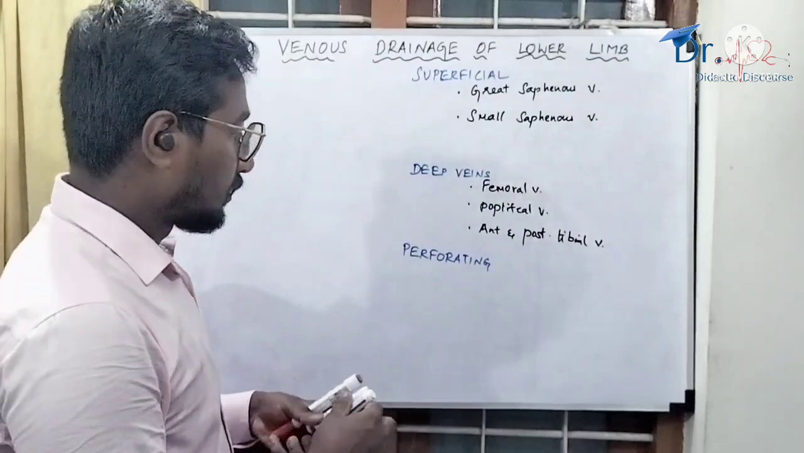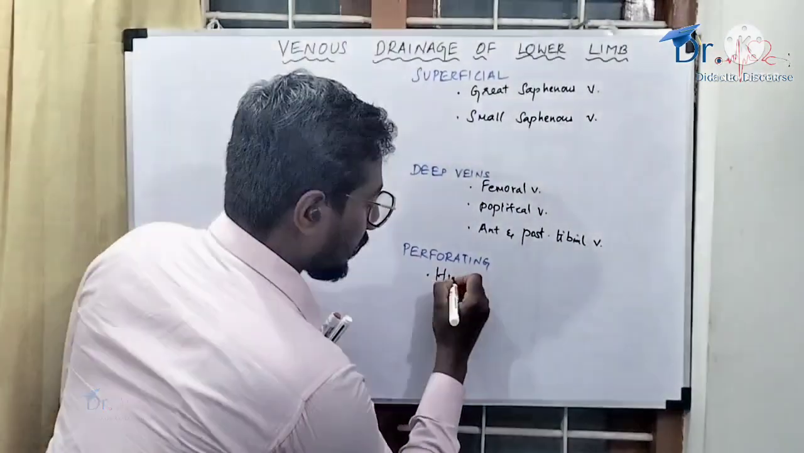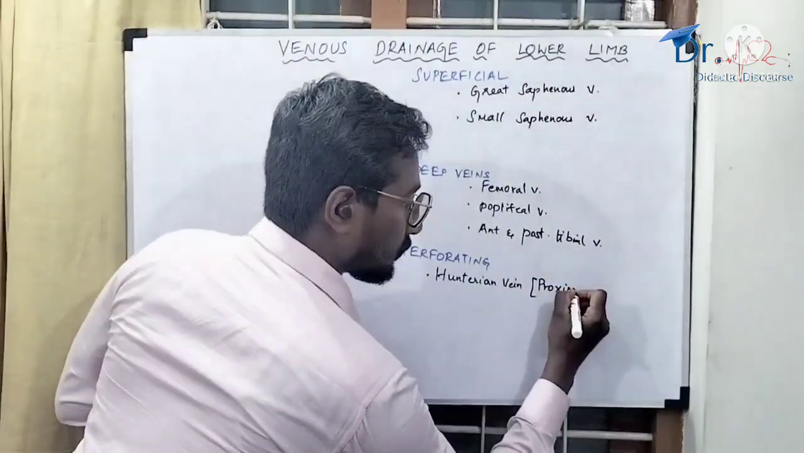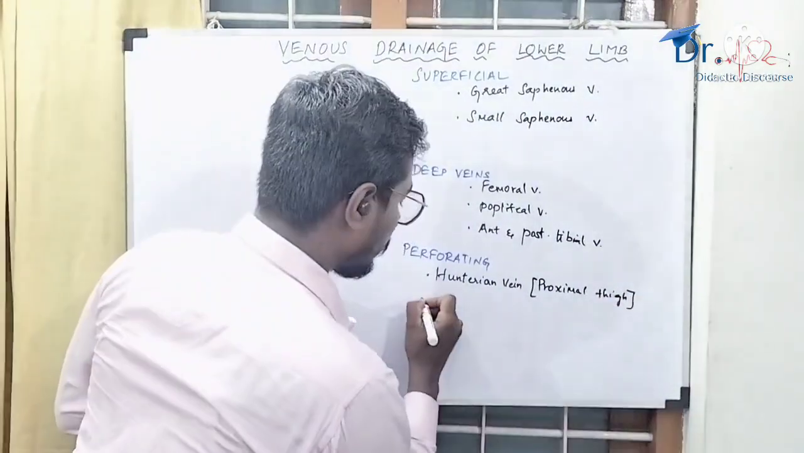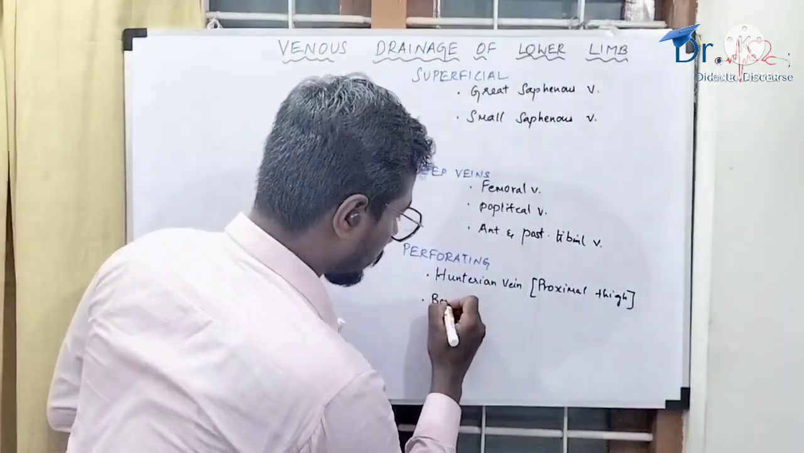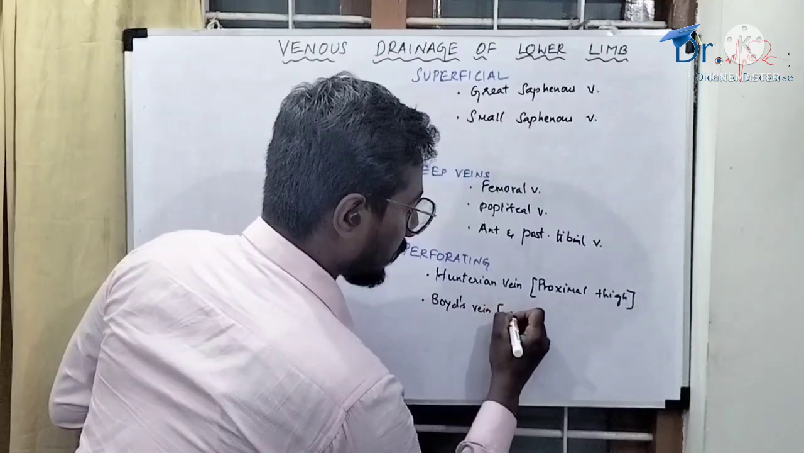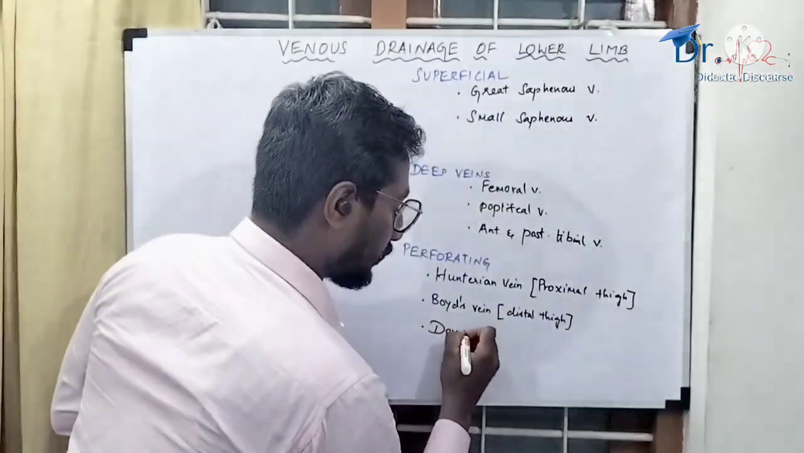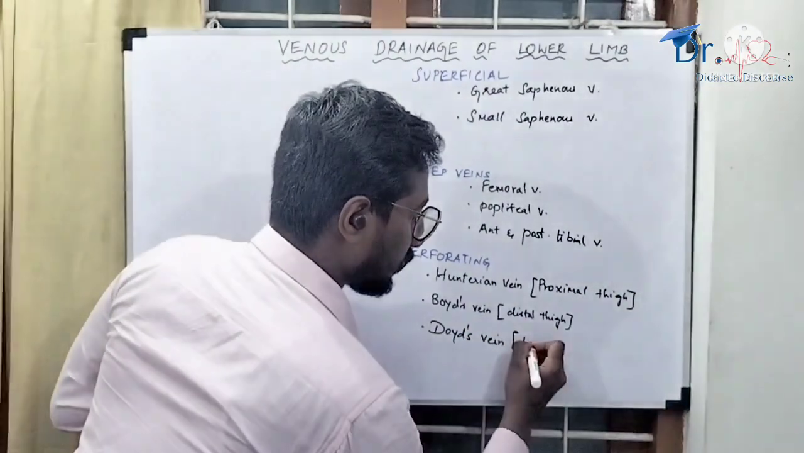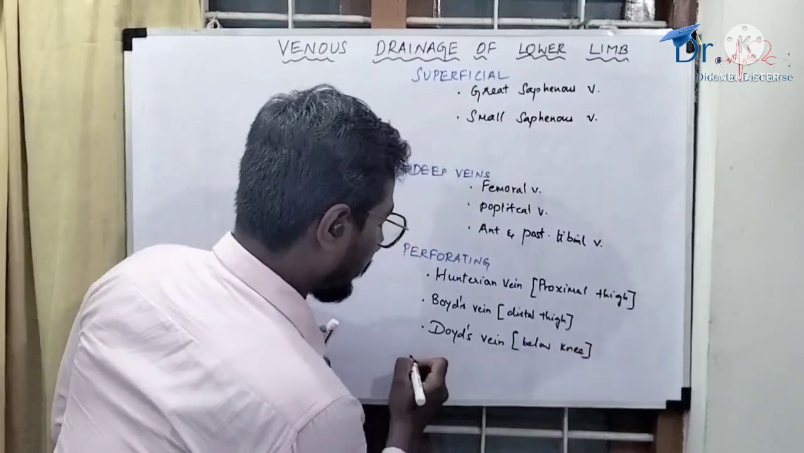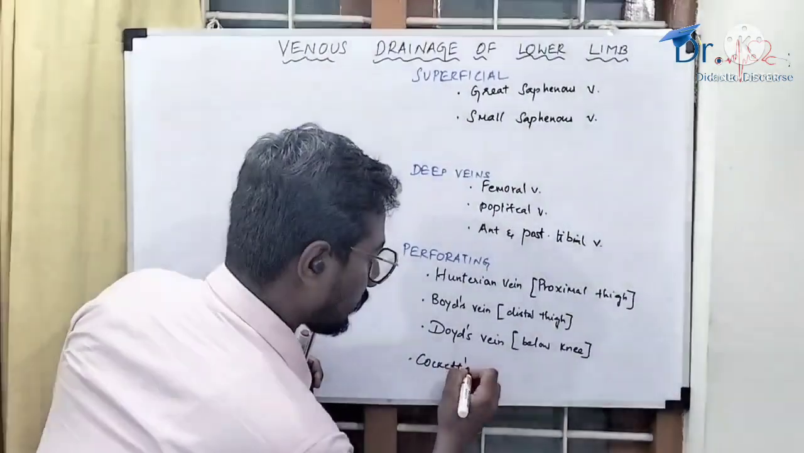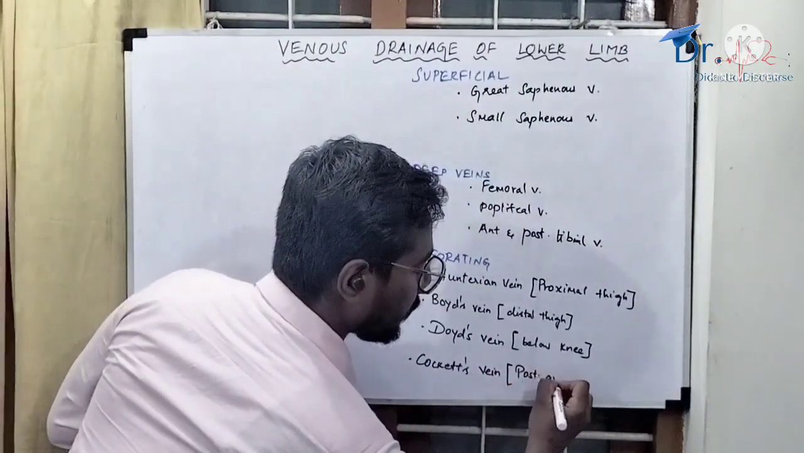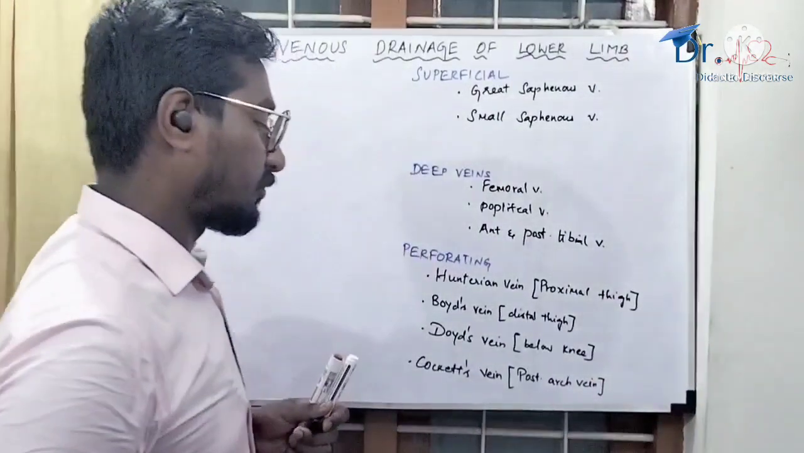And you have the perforating veins. The perforating veins are the adductor canal perforators in the proximal thigh, the Hunter's perforator in the distal thigh, and the Dodd's perforating vein below the knee. And finally you have the Cockett's perforating veins in the posterior arch vein. This posterior arch vein is a branch of the great saphenous vein.